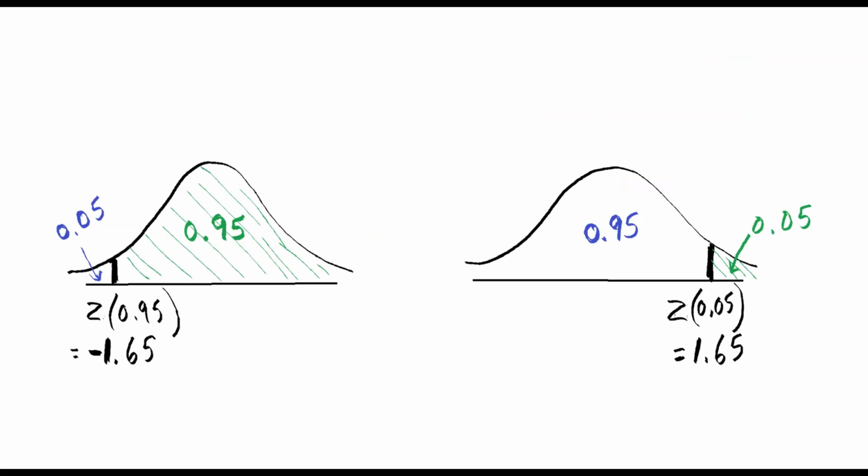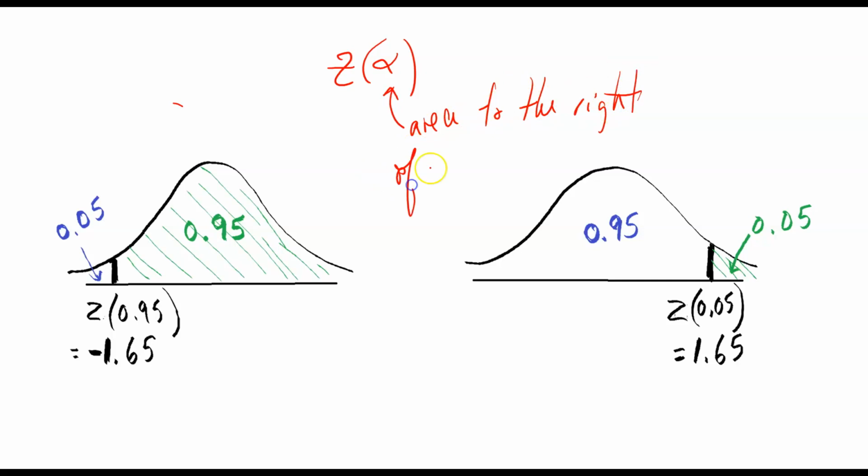Okay, so there are a couple of diagrams and I encourage you to be able to draw these diagrams and understand the correct area to shade. So Z of alpha, just to repeat, the alpha is the area to the right of a particular Z. And this will be equal to whatever the Z is.